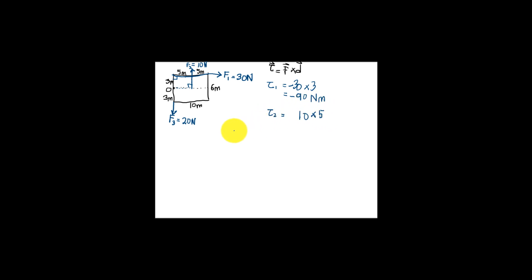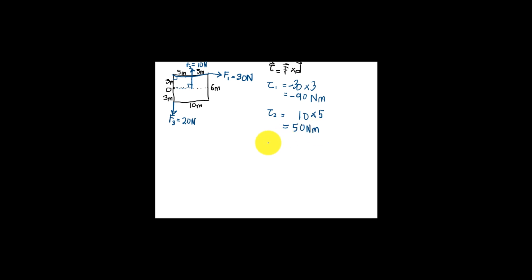How about direction? You can imagine that you hold the paper onto this point, and at this point you apply an upward force. How will the paper move? It will move anti-clockwise. Is anti-clockwise positive or negative in direction? Anti-clockwise is positive. So you get torque 2, which is 50 Newton meter.